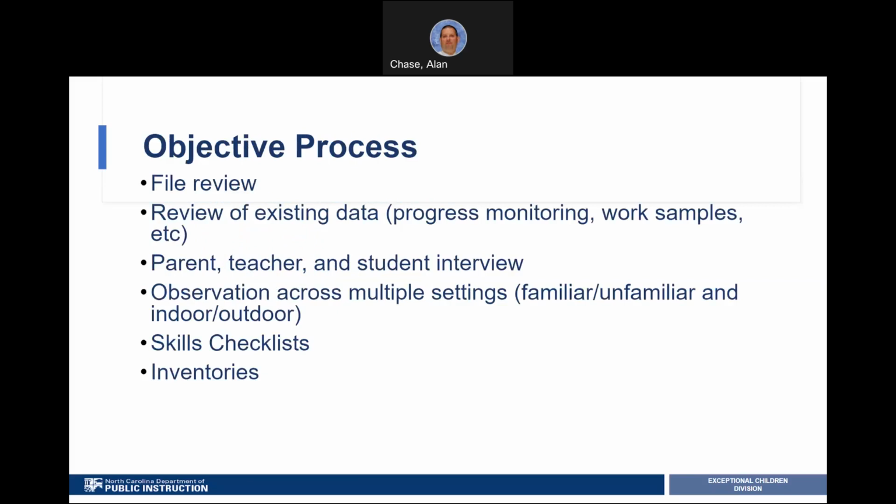A learning media assessment is objective because it uses multiple sources of data. Observation alone is not sufficient. Ideally, all sources of data will lead to the same outcome. But if it does not, this is an indicator to you that additional evaluations may be necessary. Some common forms of objective data include medical information, previous evaluations, the student's IEP, student work samples, and skill inventories.